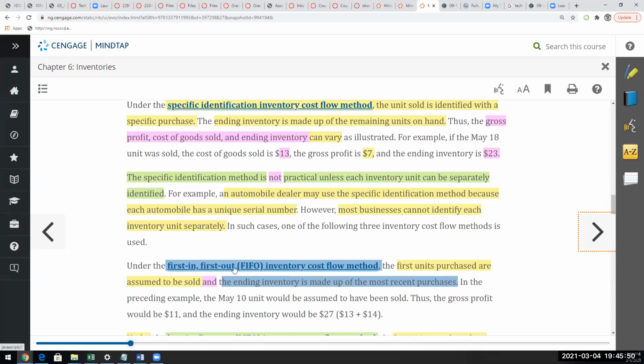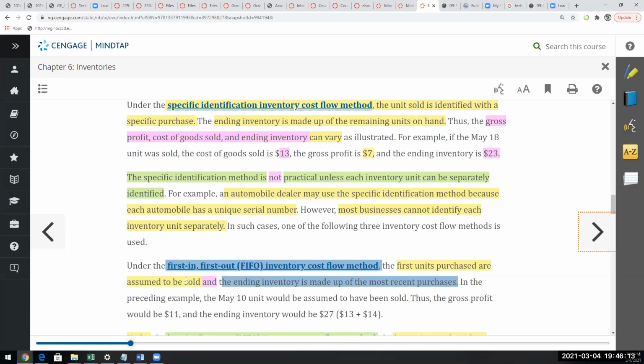First in, first out. We're going to call it FIFO, so get used to the vocabulary. The first units purchased are assumed to be sold. Did you catch that? Now, in real life, bananas are always going to be sold FIFO. That's the actual physical flow of inventory. You're not going to keep bananas for 6 months. It doesn't work that way.